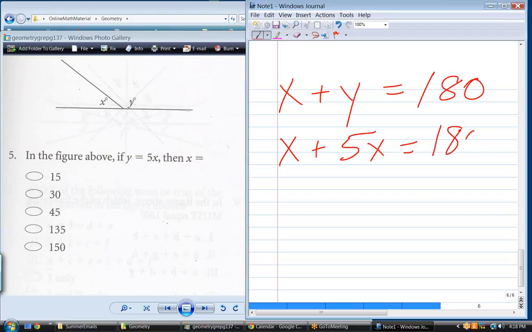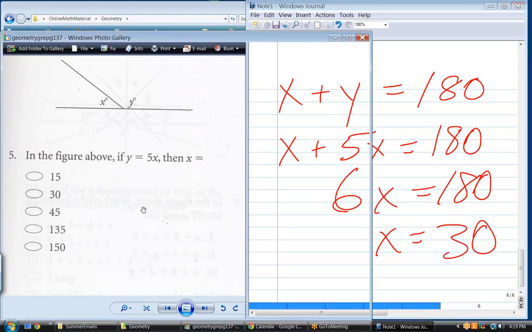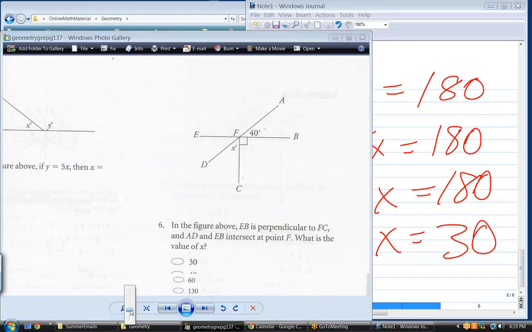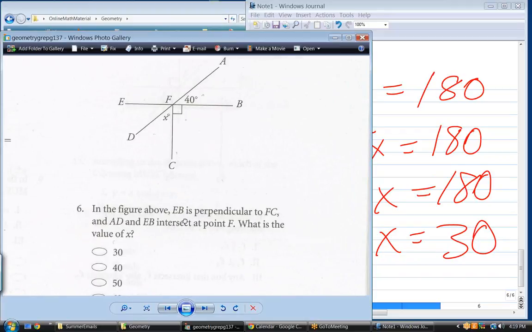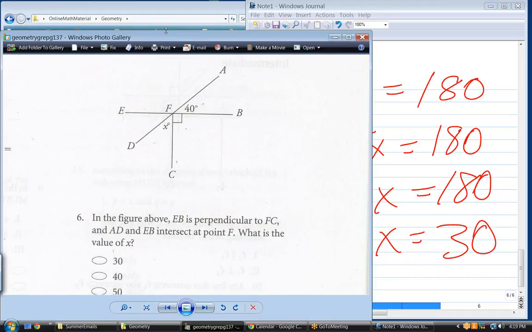Now I'm going to solve this equation. What is x plus 5x? 6x. Now what is x? 30. That's it. You will find that geometry is at least half algebra. It's all about setting up equations and solving them. All right.